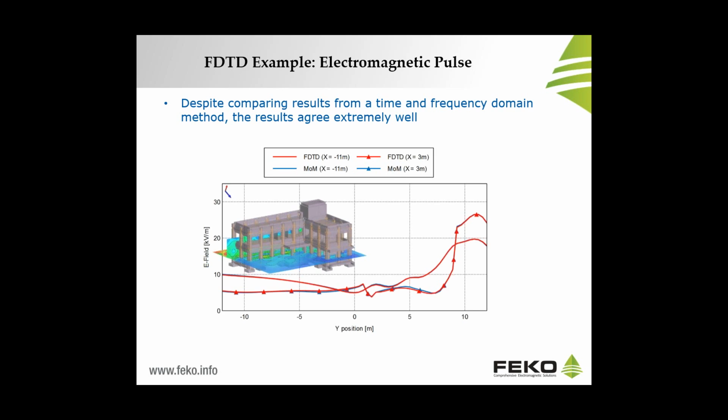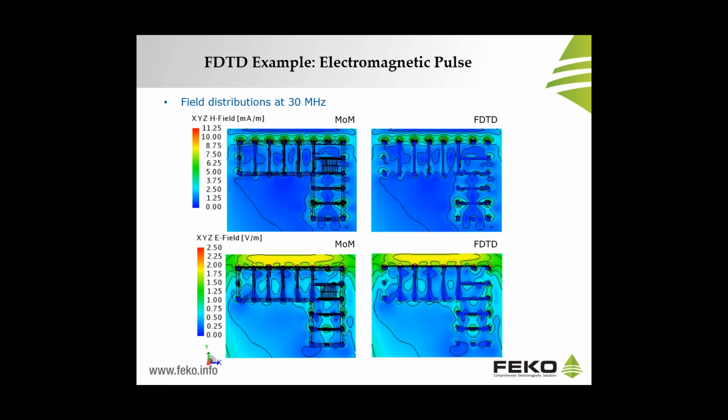This can also be seen through the near field distributions. On the first row, you have the magnetic field computed with method of moments and with FDTD on the right-hand side. And on the row below, you have the same, but for the electrical field. And again, if you compare these distributions, you can see that there is an excellent agreement between them.